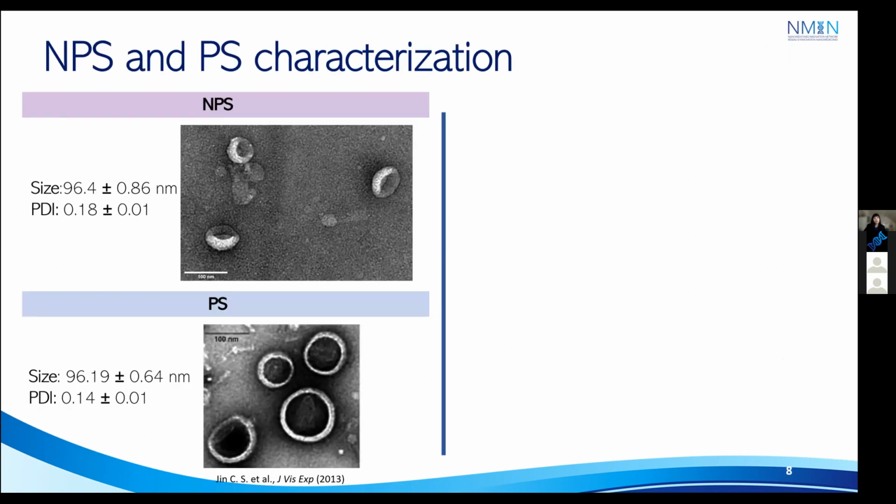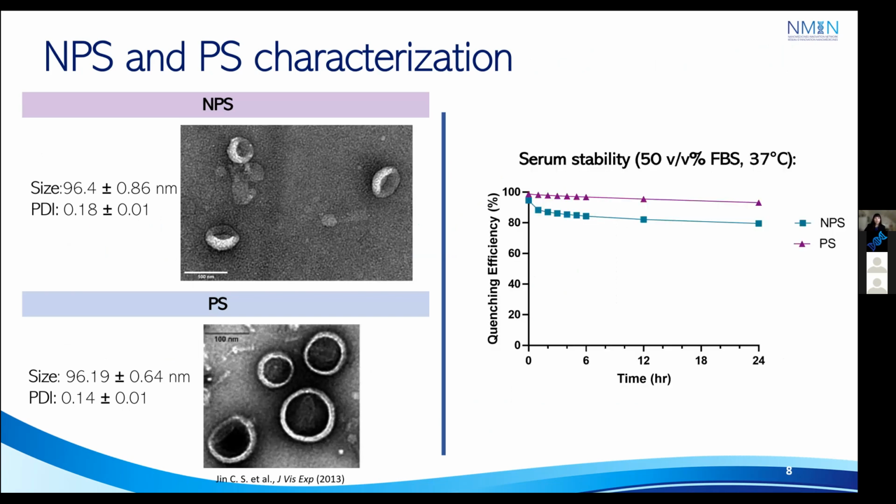So here you can see the morphology and size of these particles, and they're very similar to conventional porphysomes in that they're bilayered vesicles, approximately 100 nanometers in size. And as the goal is to apply these nanoparticles in vivo, the serum stability of NPS compared to porphysomes was also assessed. And although it's not as stable in serum compared to porphysome, it still maintained relatively good stability, where the particles remain 80% quenched and therefore intact after 24 hours in serum.